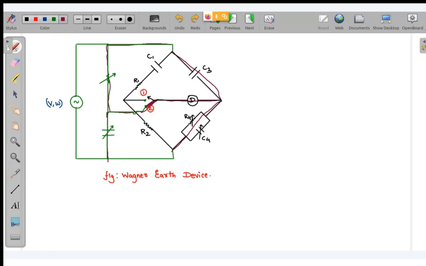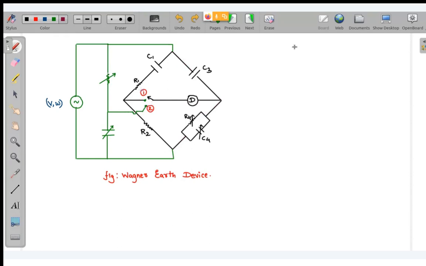So this is the bridge. Are you able to see both the bridges? Yes, sir. Okay, so these two are the bridges. Now, how do we use this apparatus to remove the stray capacitance? Now we are going to see.